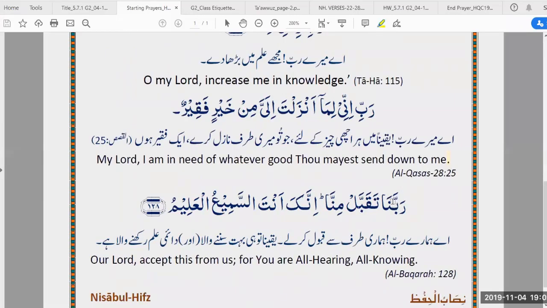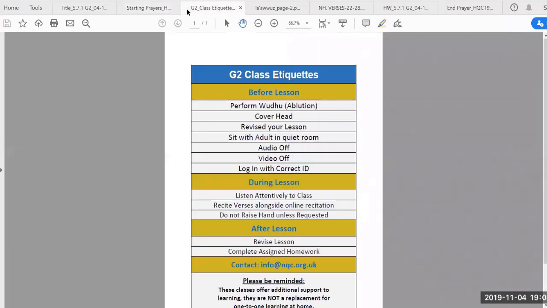Rabbana taqabbal minna innaka antas sami'ul 'alim. Our Lord, accept this from us, for You are All-Hearing, All-Knowing. Amen. Okay, so now I would like to start with one student, please, if possible.